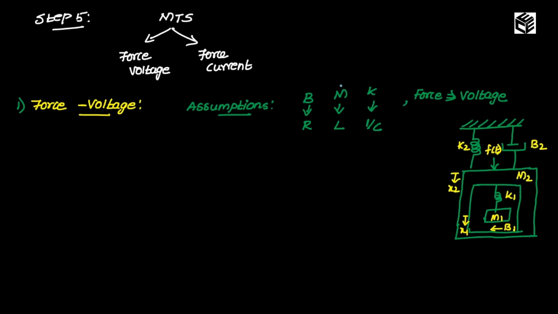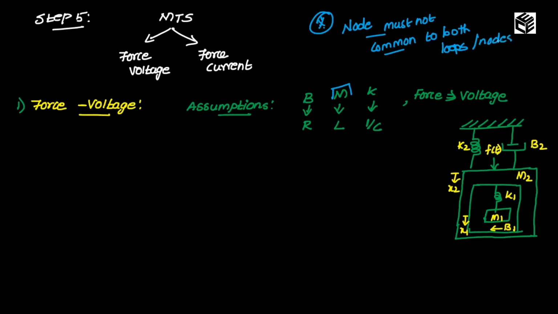So our main hero here is node. Always node is the important element. There is an important point while drawing the electrical circuit, that is node must not be common to both the loops or both the nodes. Node must be available in one node. It must not be common to both the loops, or both the nodes. While drawing, let me tell you.